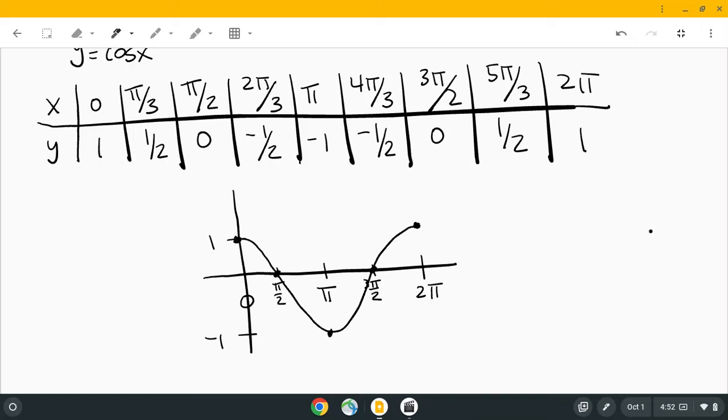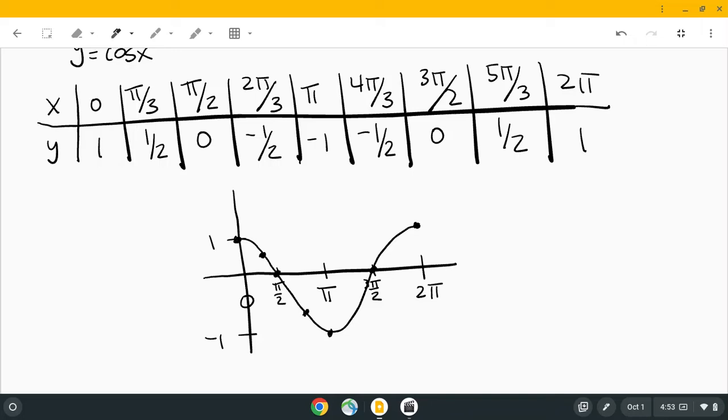So pi/3, we get 1/2, so that's right there. And then 2 pi/3 is negative 1/2. Okay, so 2 pi/3, which is like right here.